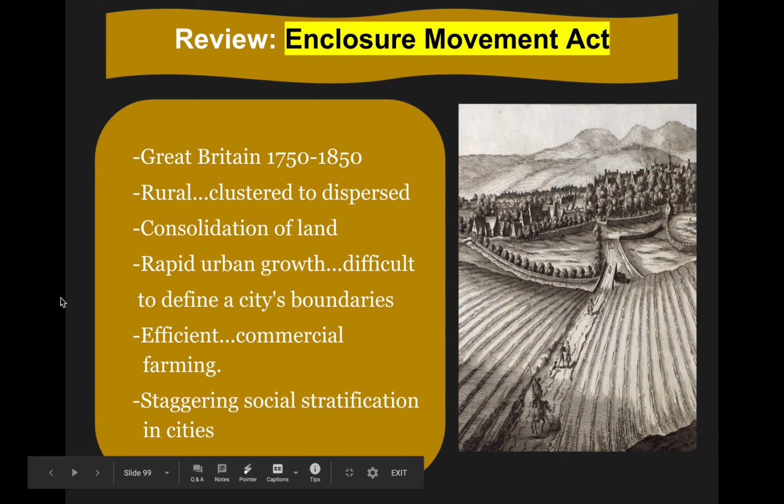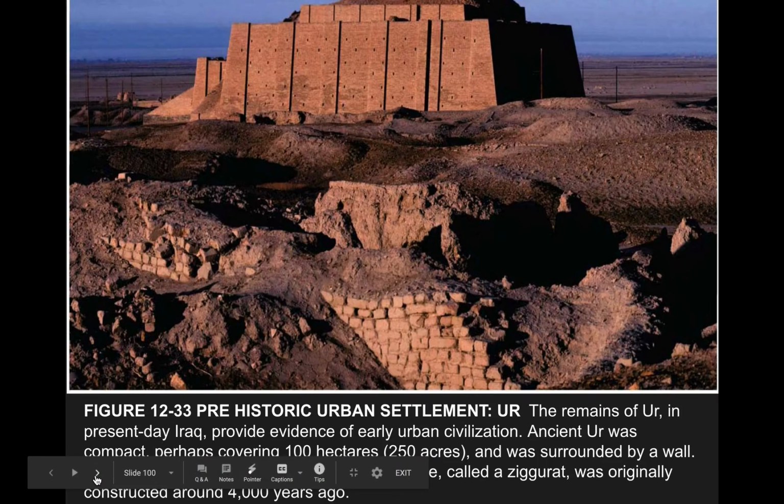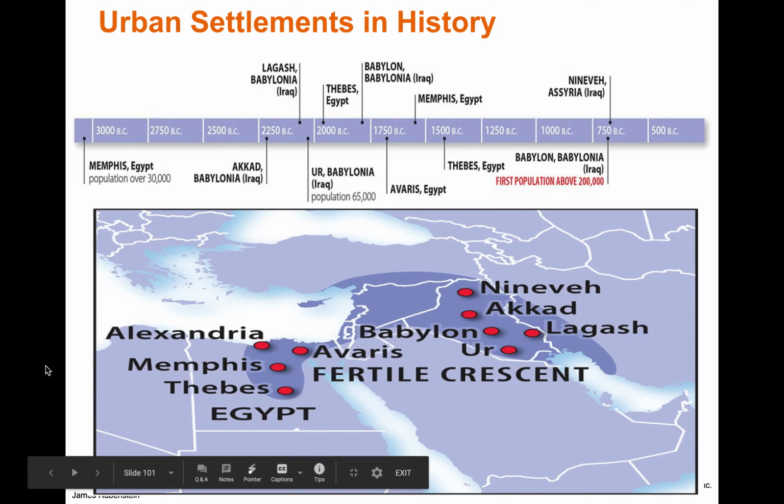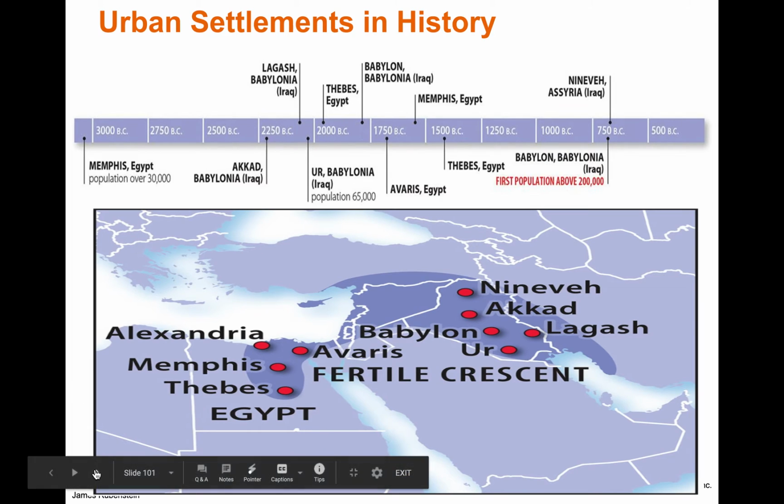All right, continuing with looking at the United Kingdom. The Enclosure Movement Act, we've talked about it. I'm not going to spend too much time on it. We know it creates efficient farming, and it also creates interregional migration and burgeoning of clustered cities. There's the city of Ur, Mesopotamia. We can see urban settlements throughout, extending from the first early settlements of the Fertile Crescent with the city of Ur.